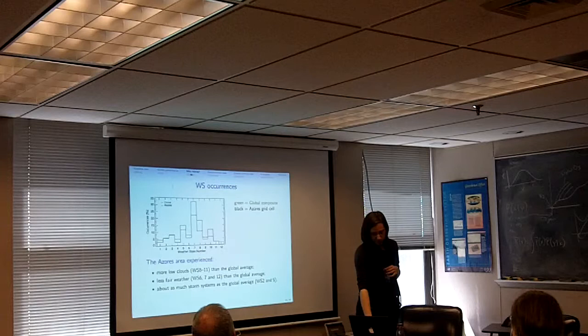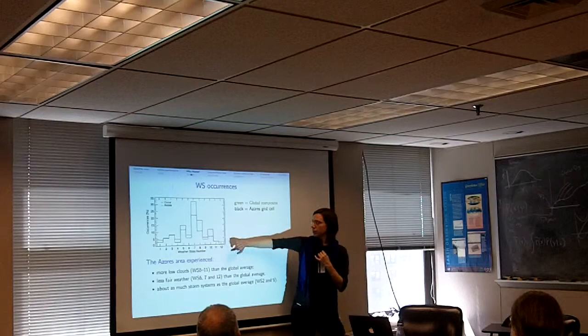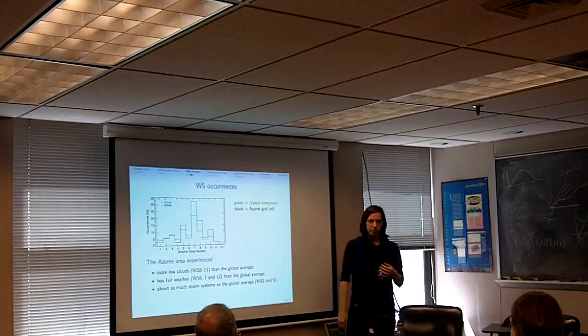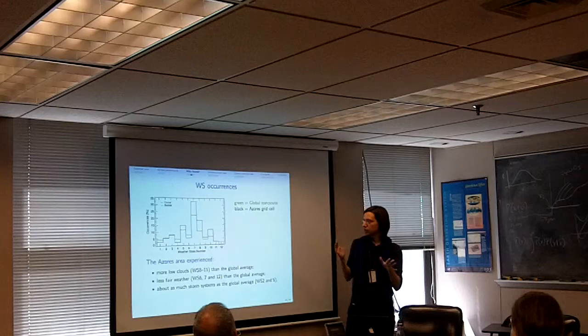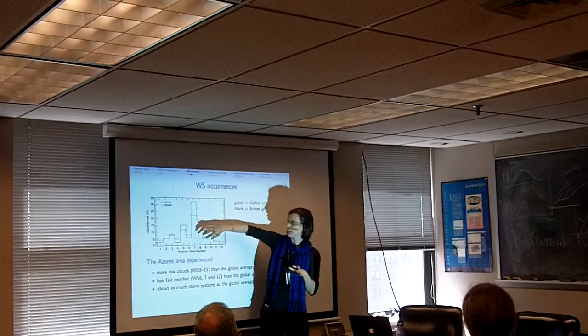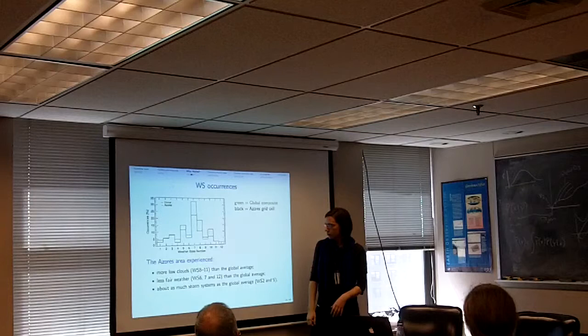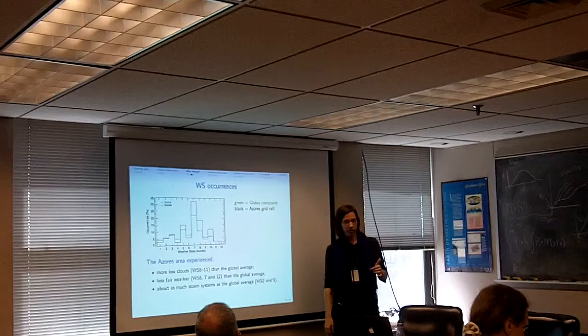Just to make sure, I'm going back to this plot. Now the green is still the global that we looked at before, and the black one is the weather state occurrence over the Azores grid zone. So we can see it looks quite similar. The main difference is in weather states 7 and 8, which are now much closer in occurrence, which is good because we found that 8 is misrepresented in the models. So in the Azores, we have even more of them.